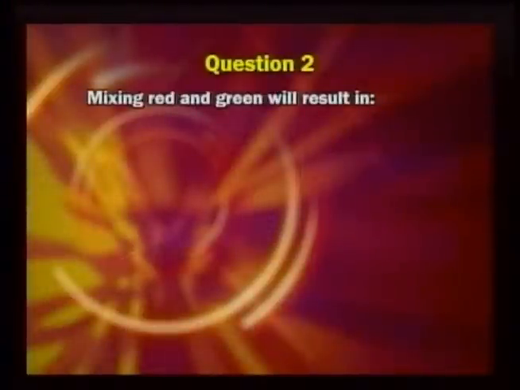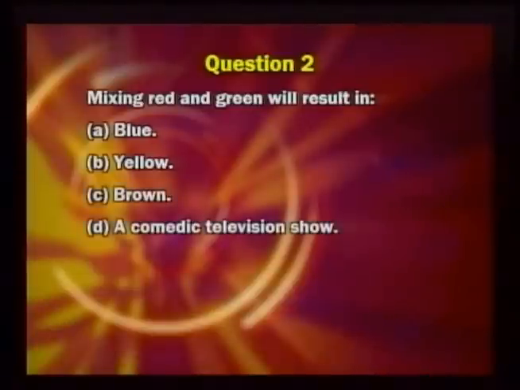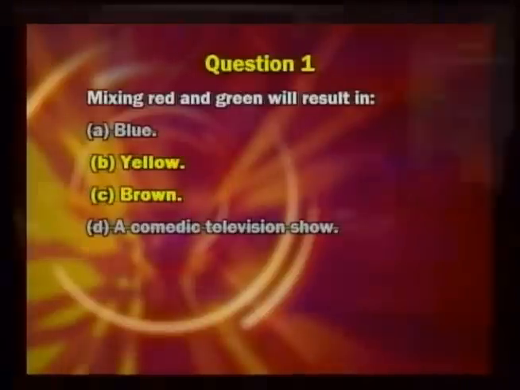Mixing red and green will result in A, blue, B, yellow, C, brown, D, a comedic television show. Brown, C. Okay, I'm hearing C and D. Correct answers are B and C, because when you mix red and green light, you get yellow. Remember we looked at the diagram last week? You mix red and green pigments, you get a brown color. So, there we go.